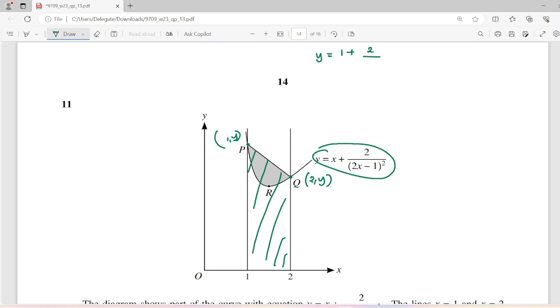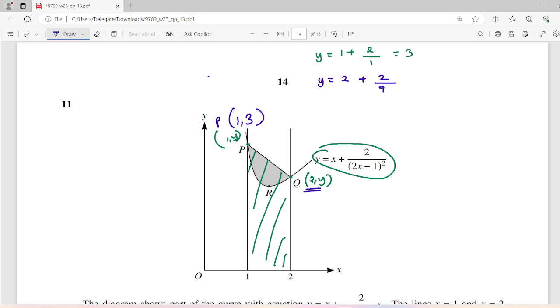Then if you wanted the coordinates of Q, you substitute, and wherever there is x, you put 2. So you end up having y equal to 2 plus 2 over 4 minus 1, which is 3 over 9. And when you work it out, you end up having your answer as 20 over 9. So the coordinate here is (2, 20/9).